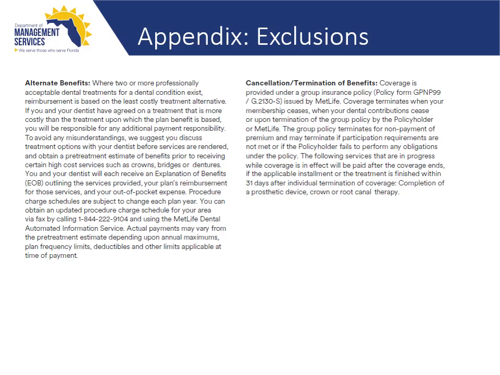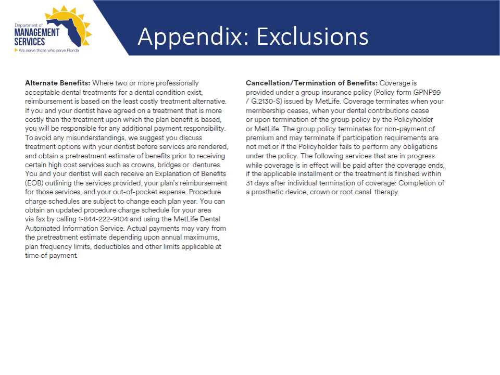Cancellation, termination of benefits. Coverage is provided under a group insurance policy form GPNP99/G2130-S issued by MetLife. Coverage terminates when your membership ceases, when your dental contributions cease, or upon termination of the group policy by the policyholder or MetLife.